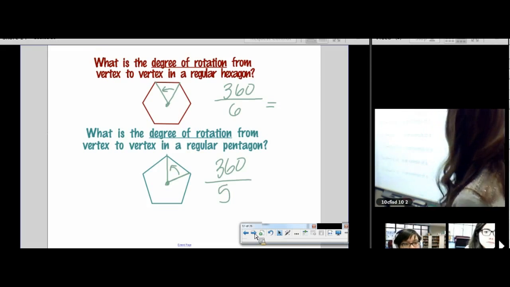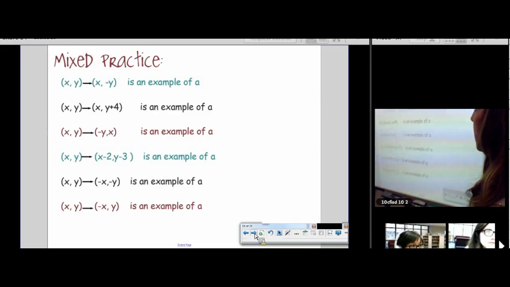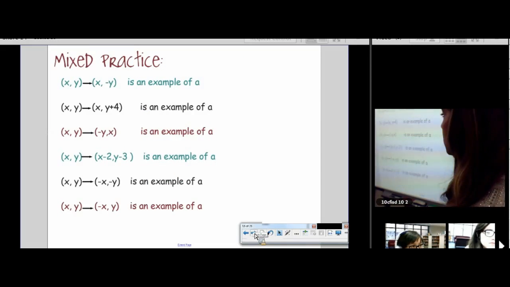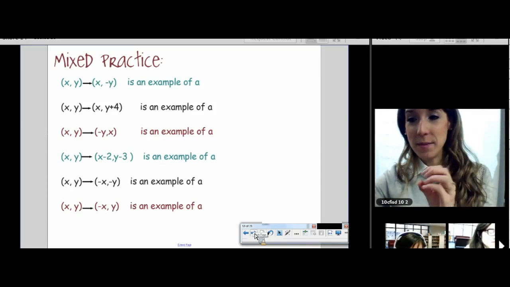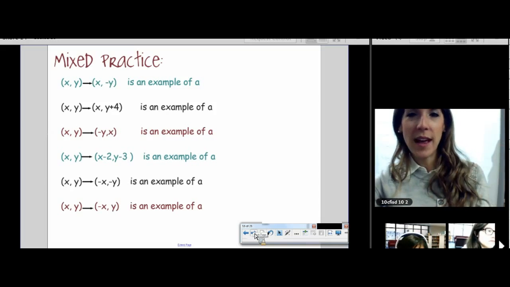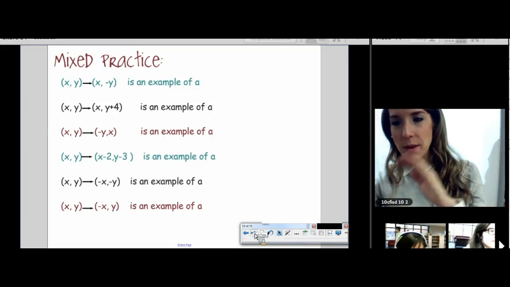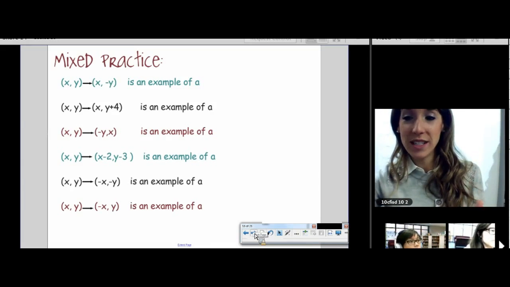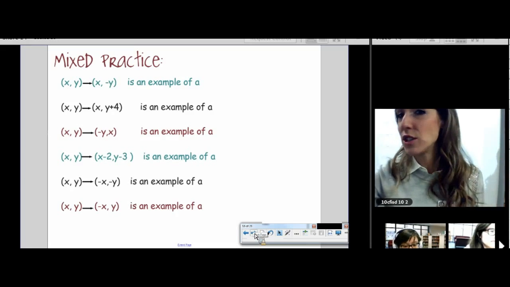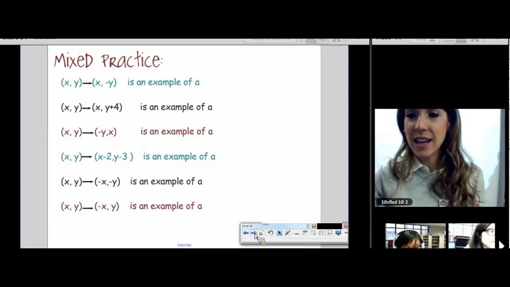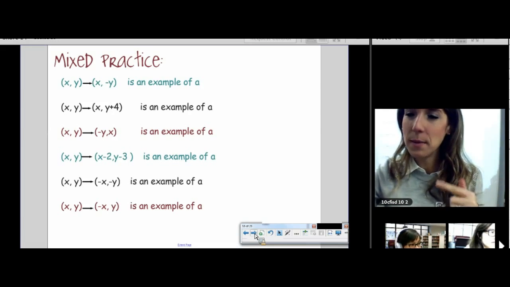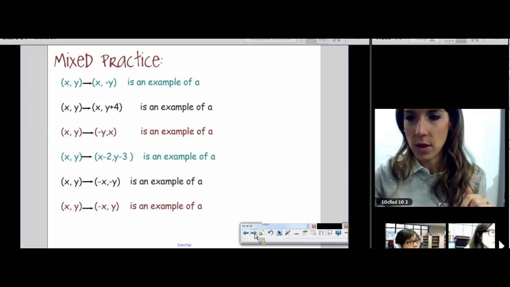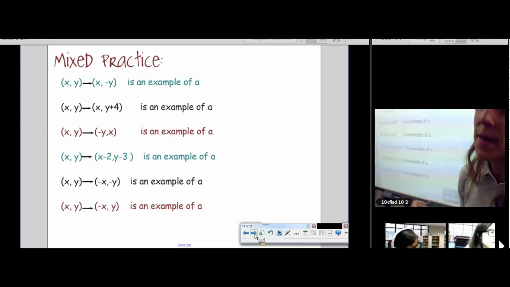Good. All right, we are almost done. Only 2 more slides. Mixed practice. So it's easy to deal with these things when they're all by themselves, when they're alone. Reflections, translations. But now, if I put them all in one slide, these could be reflections, rotations, or translations. So let's see if you can do these. You can look at your rules today, but you need to be able to do these also without looking at your rules. Okay? (x, y) becoming (x, -y).